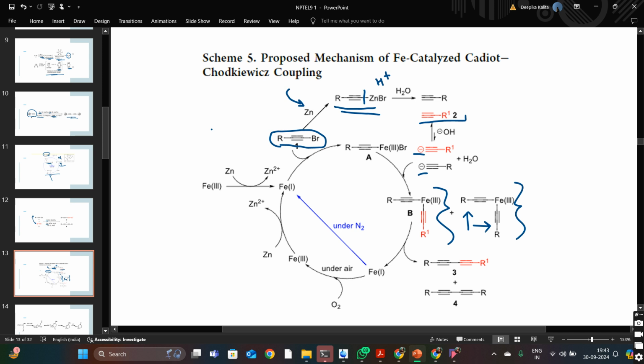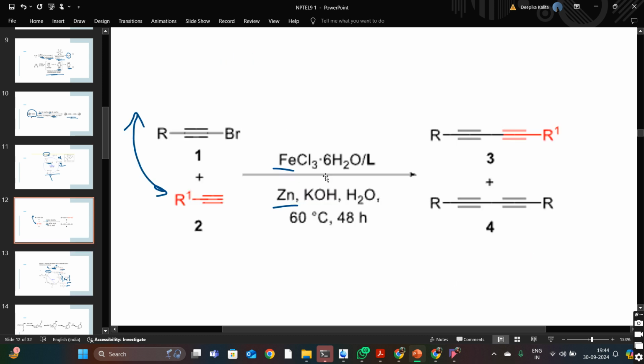Okay, now both these two moieties, like we have already seen in the previous Glaser coupling example, will undergo reductive elimination to give you these two hetero and homo coupling products. And the further cycle of the reaction, if you see, is nothing but the regeneration of the catalyst. Okay, at this point you are going to get your desired products, which are hetero and homo coupled products. So this is how this reaction is going to take place in presence of FeCl3 and zinc catalysis and potassium hydroxide base in water medium.